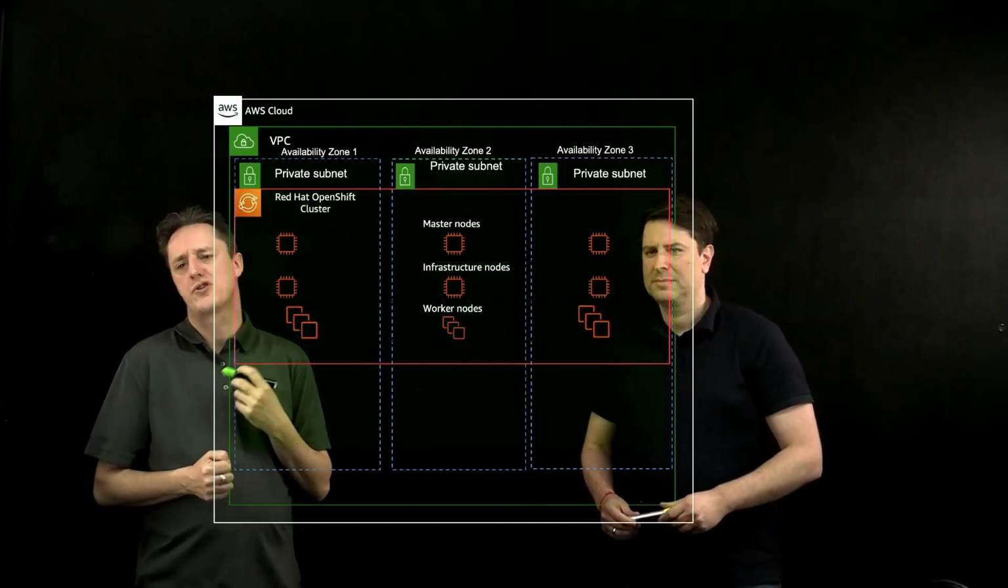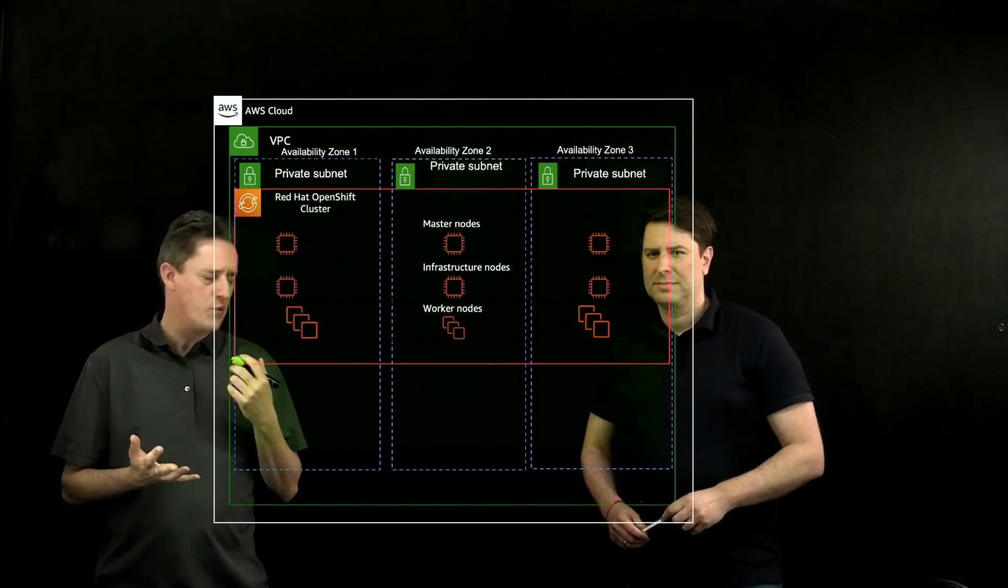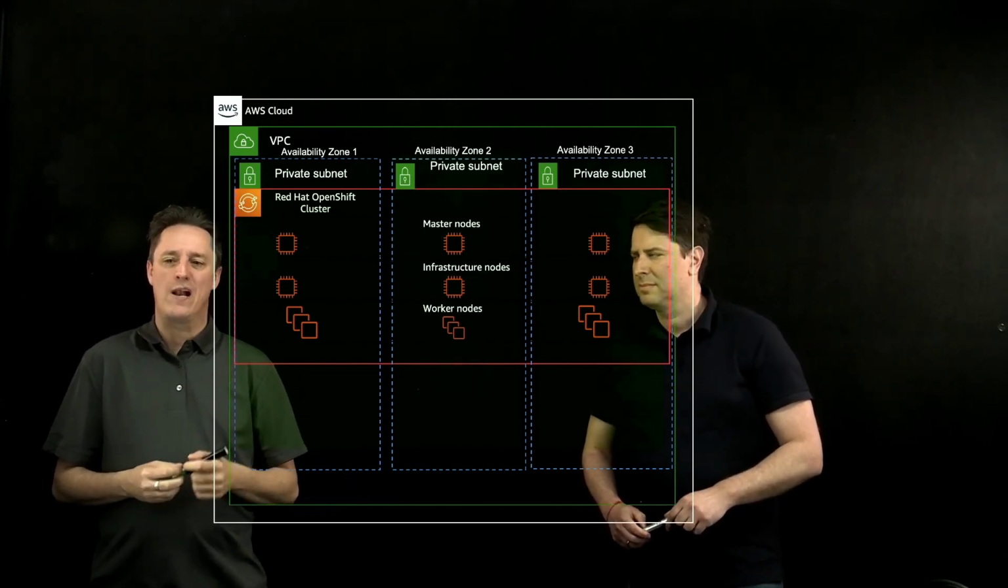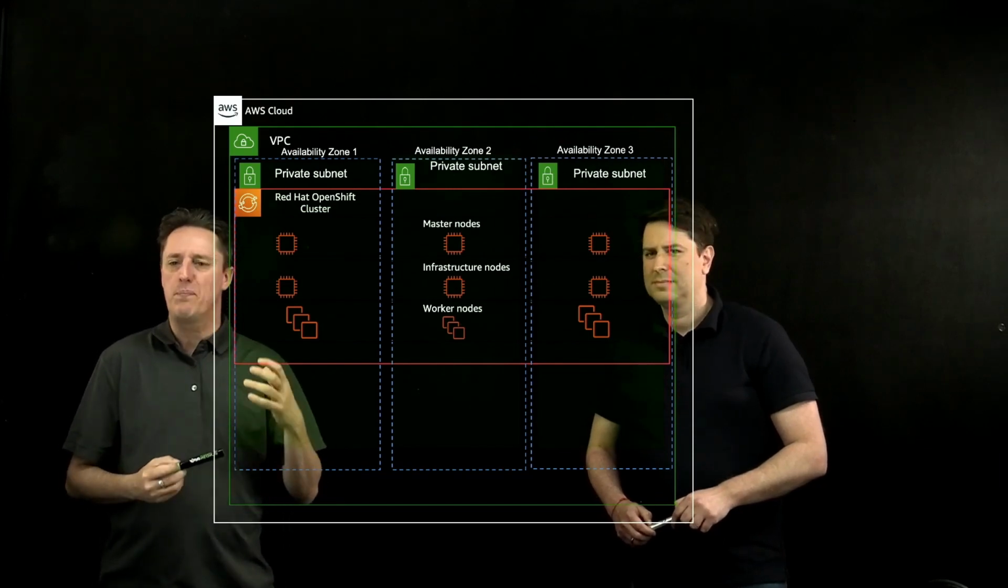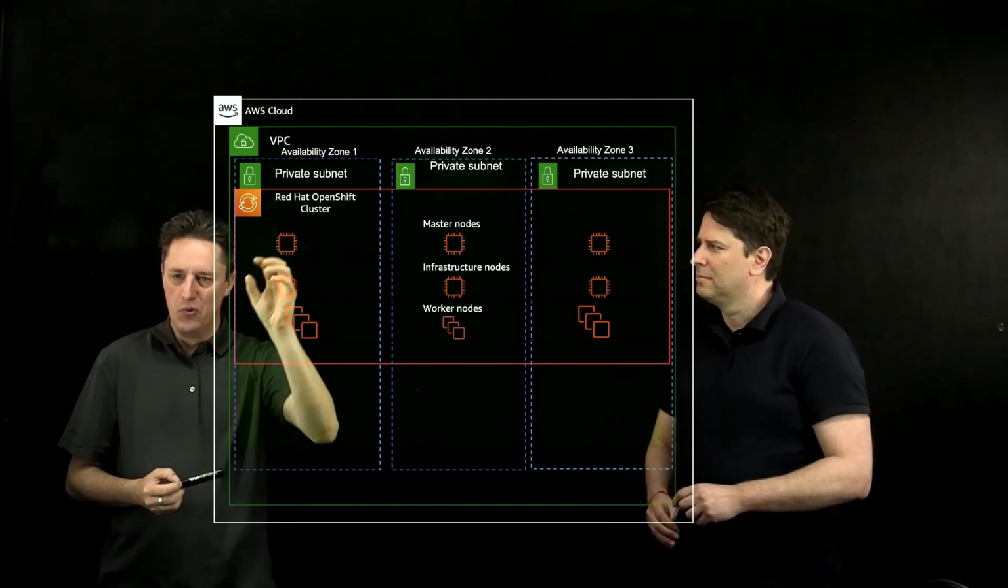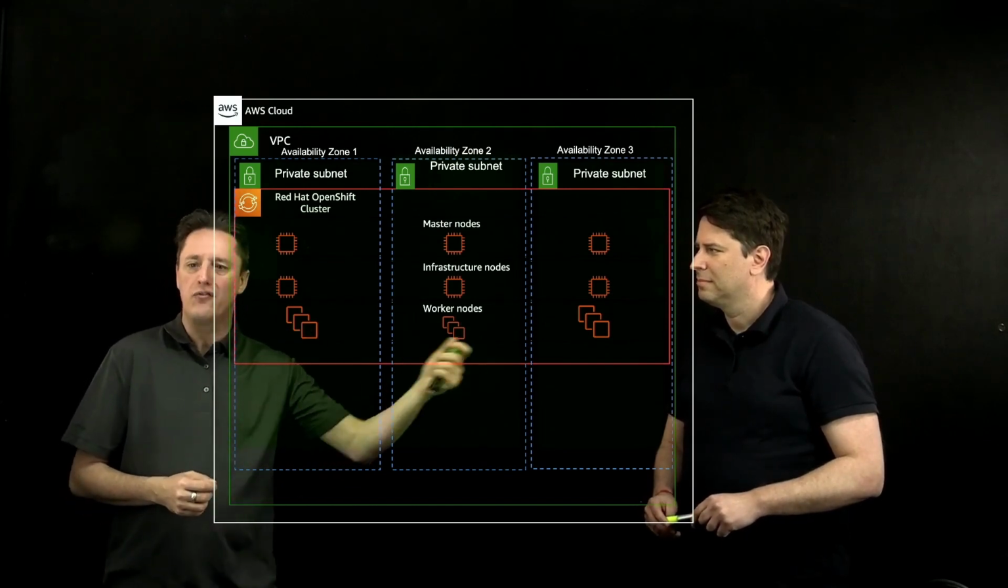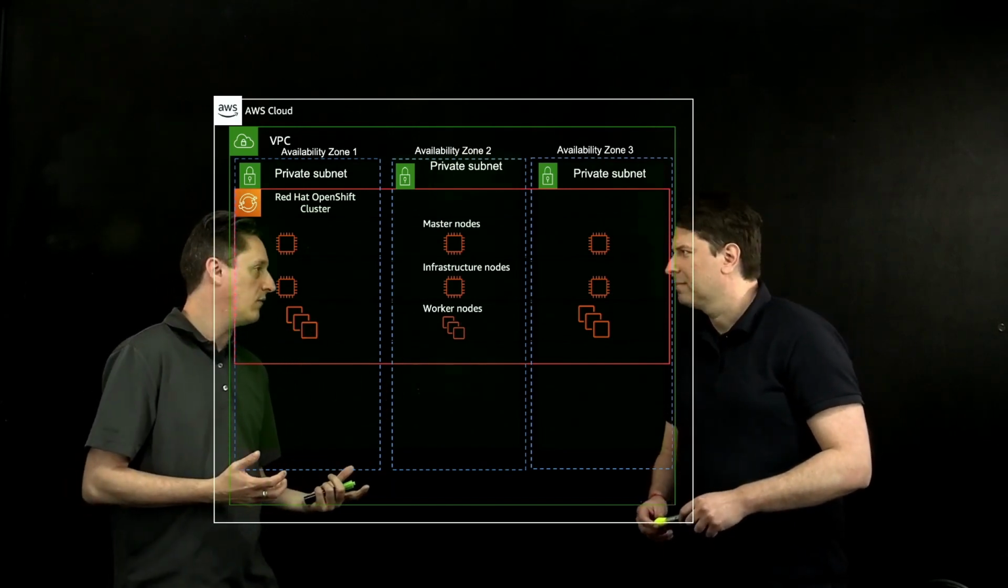And these are my OpenShift master nodes. That is the OpenShift API endpoints. It's the OpenShift control plane. And why there's three of them is if something happens and we lose that EC2 instance or that virtual server, there are another two up and running in the other two AZs.